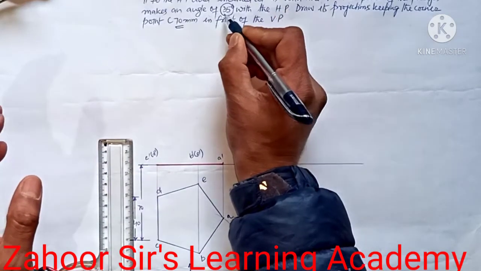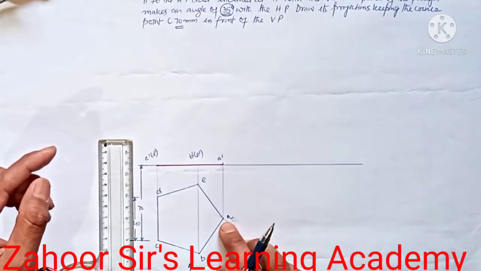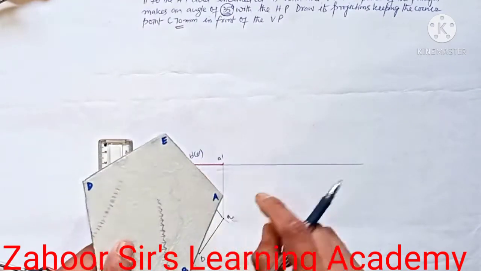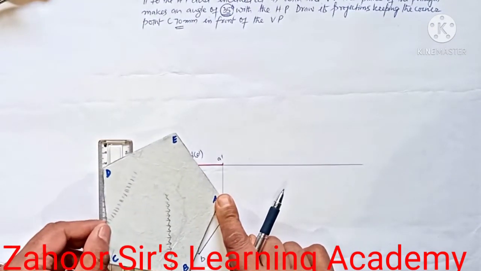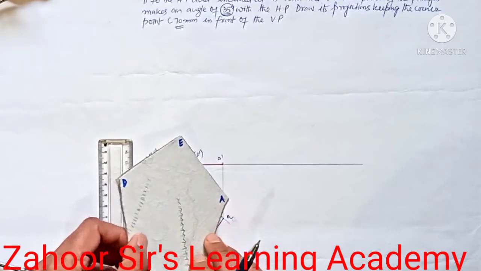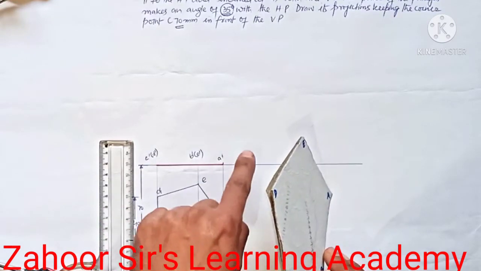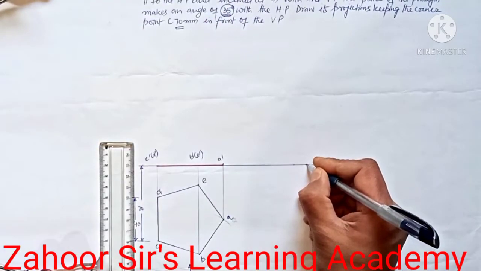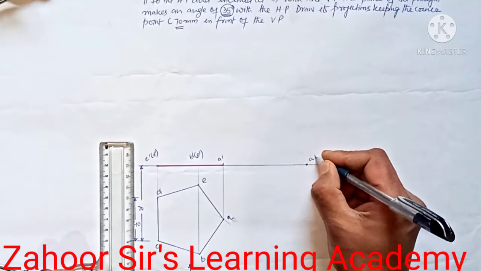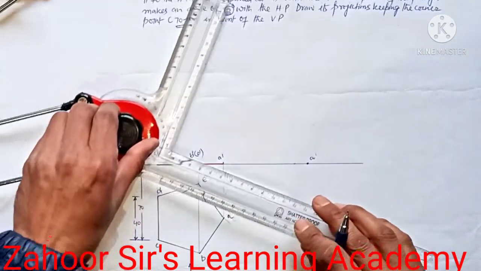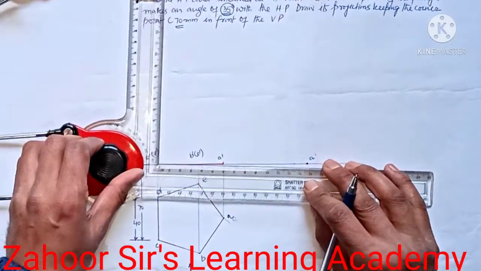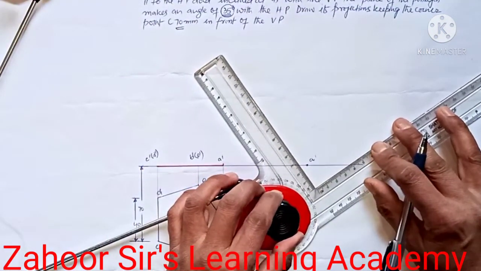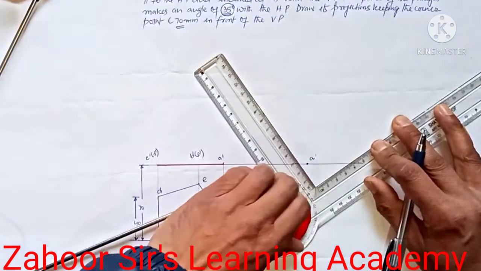Now let's go to its inclination. A is in HP. We have to raise the side like this, making an angle with the HP, and that angle is 35 degrees. Let's mark this point as A prime, and we will raise this line at an angle of 35 degrees. So this is 35 degrees, and I will draw a line at this point.